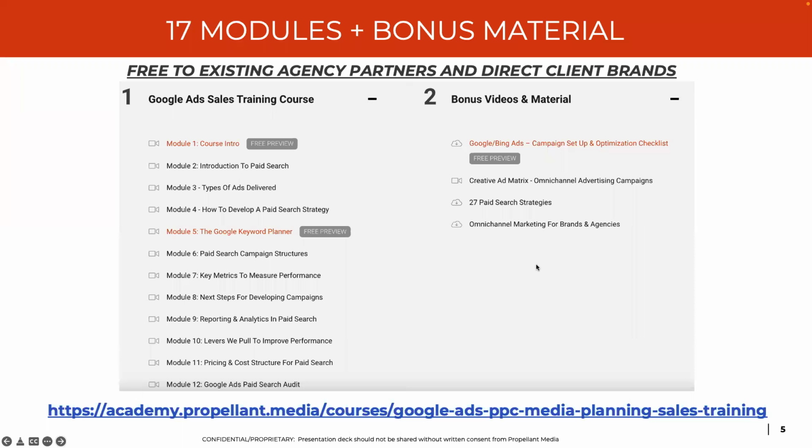Again, the course has a lot more to do with media planning. It's not about how to build the clock. It's more so how to be an effective media planner in the context of Google Ads. That does include understanding the platform and the ecosystem, but it's not as inundated as those 30, 40-hour courses that are out there around how to build a Google Ads campaign.